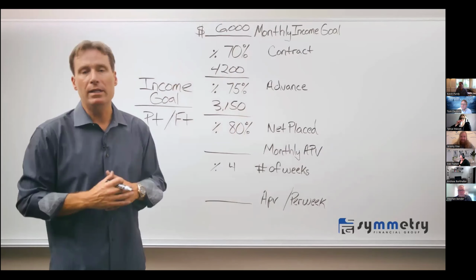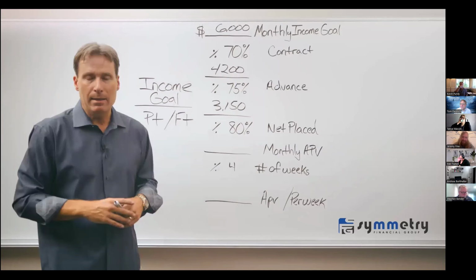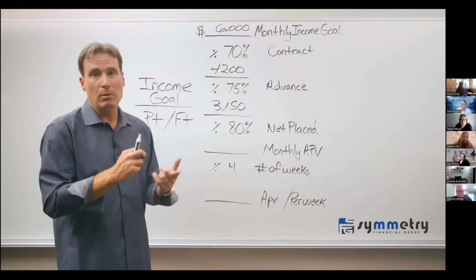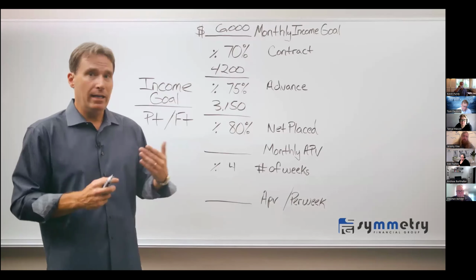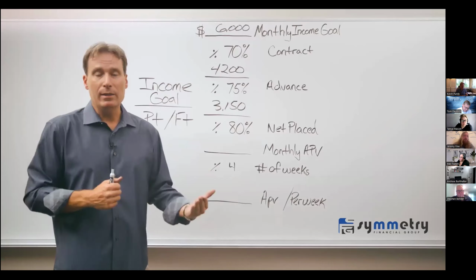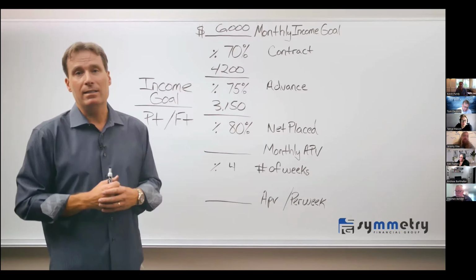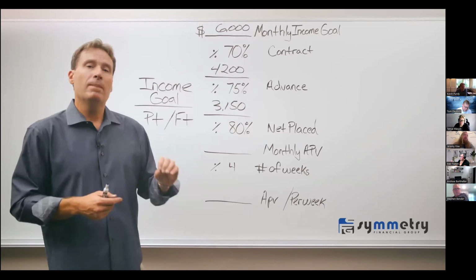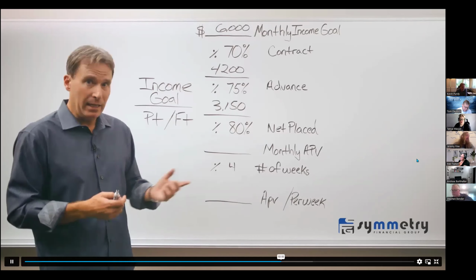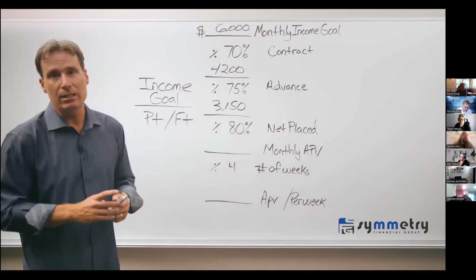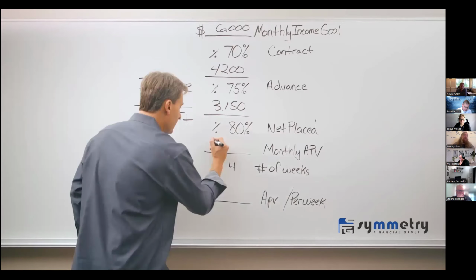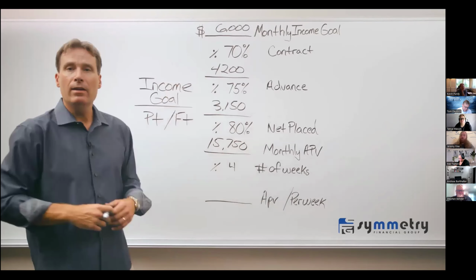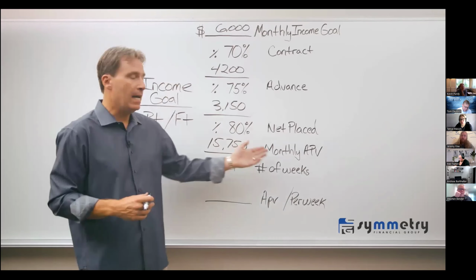Now, when it comes to net place, this is just sales 101. We know an average agent here is going to write 10 pieces of business. Typically, 80% of it is going to be placed, meaning the people qualify for the insurance and they're protected. Sometimes they don't tell you about ailments that would prevent them from securing that insurance. So 80% is a good middle-of-the-road estimate for net placed business. We take 80%, divide that into our 3,150, which gives us $15,750. And what is that? That is our monthly APV goal.